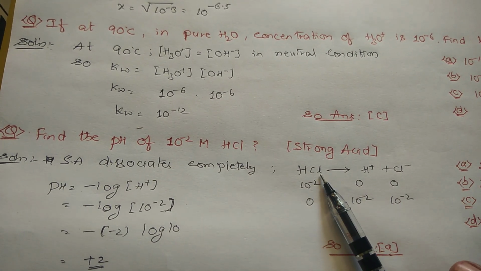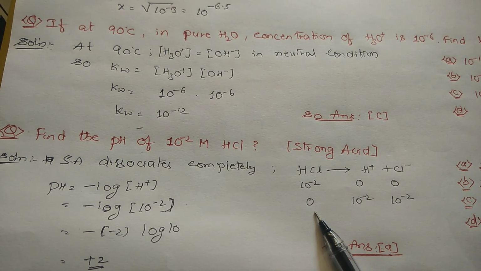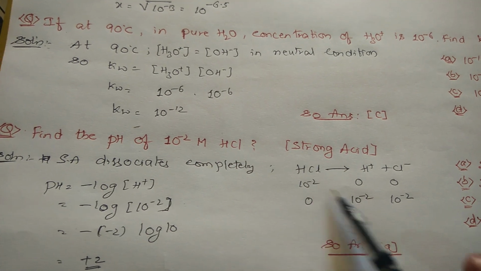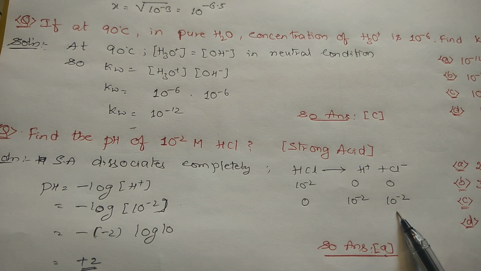As it is a strong acid, it completely gets dissociated into the products. So HCl is 0 at final time, and H plus will be equal to 10 power minus 2. Here 1 mole, 1 mole. Here 1 mole means here also 1 mole. So this also becomes 10 power minus 2.